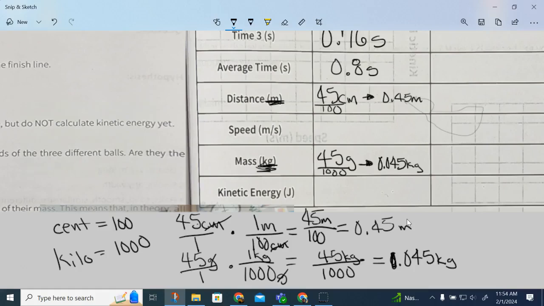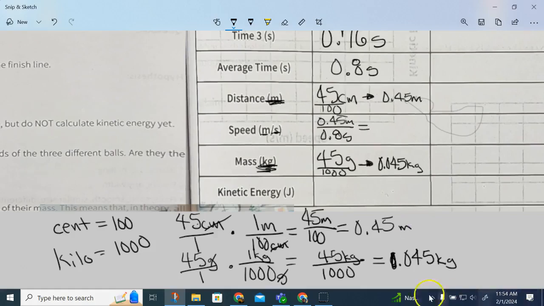So remember this, speed. Now we're down to speed. Speed is equal to distance divided by time. Our distance in this case is 0.45 meters, so I'm going to put that right in here: 0.45 meters divided by, what is our time? 0.8 seconds. And now, back to the calculator.